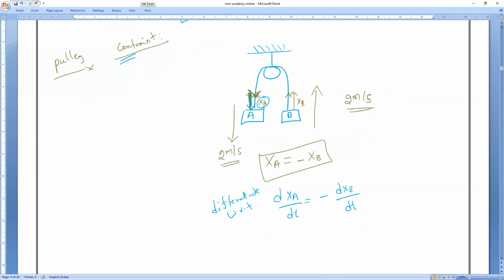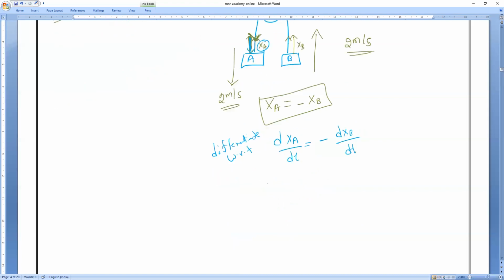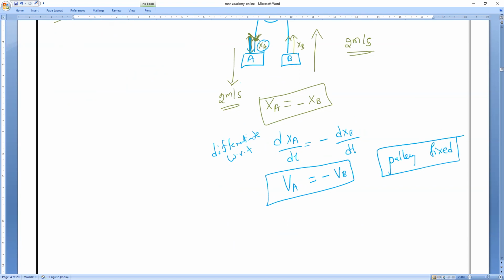So dX by dt is equal to what? dXA by dt is the velocity of A, which equals minus dXB by dt, the velocity of B. So keep it in mind: if it is a fixed pulley and body A moves downward at 2 meters per second, then body B will move with the same speed in the opposite, upward direction. For example, if B moves downward at 2 meters per second, then A will go at 2 meters per second upward.